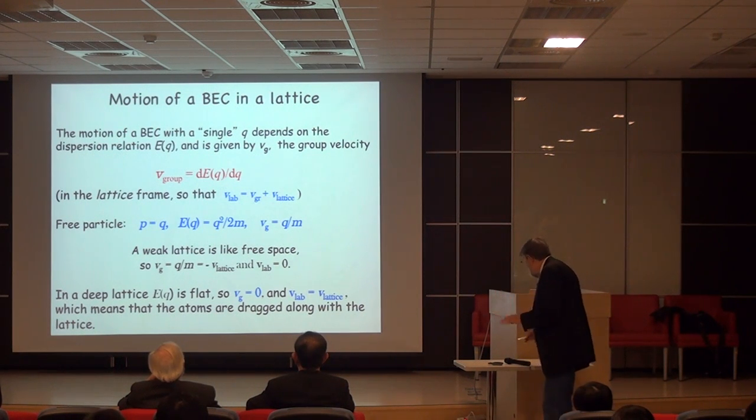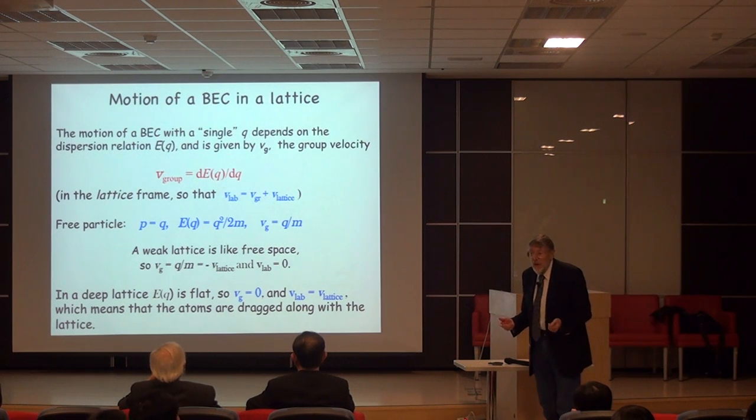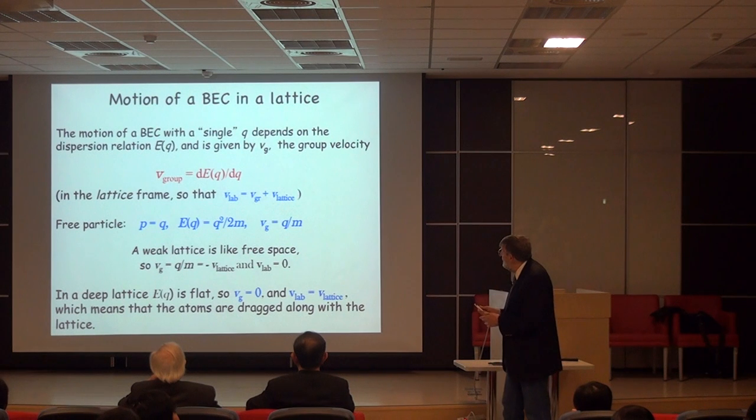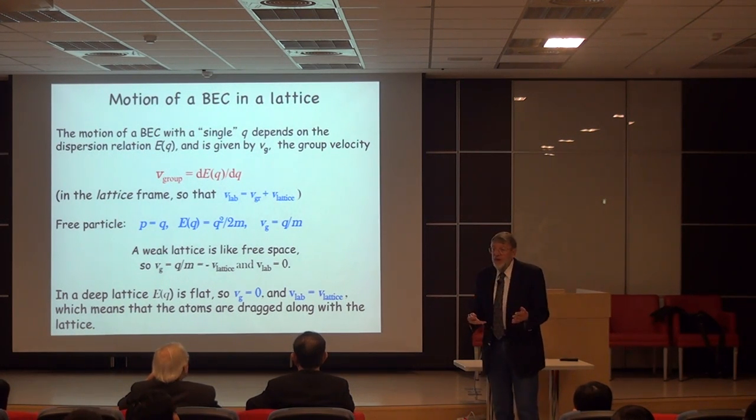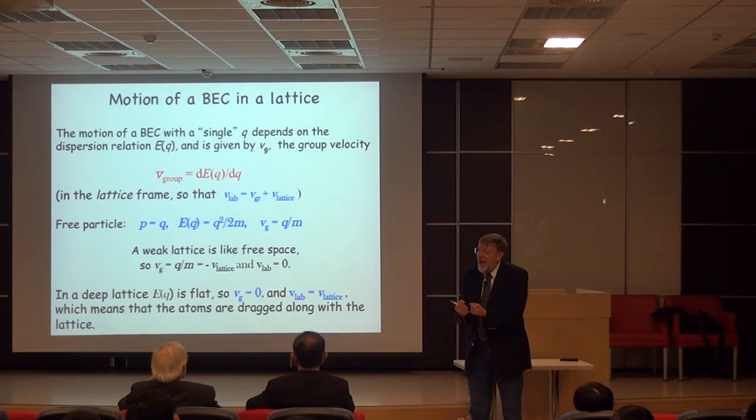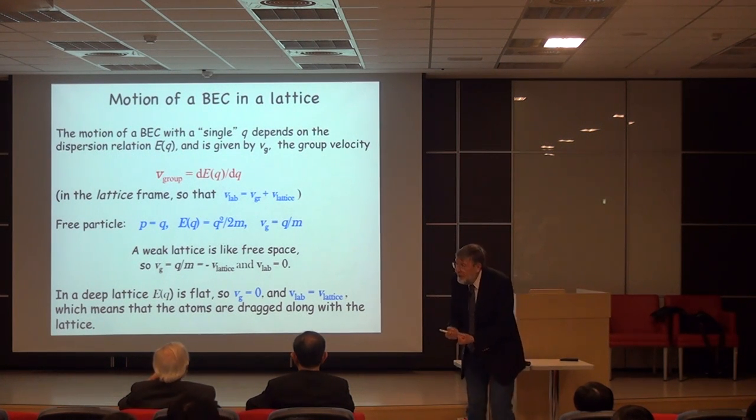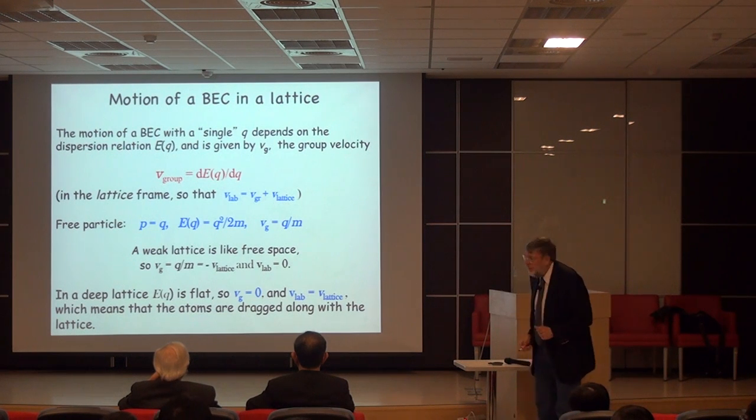Now, what about a deep lattice, where the lattice is so deep that the band is flat? If the band is flat, then that means the derivative is 0. That means that the group velocity is 0. Well, that's just what you expect. If it's a really deep lattice, the atoms are trapped in the lattice, and they're not going to move with respect to the lattice because the lattice is so deep. So this has the right properties that we want.